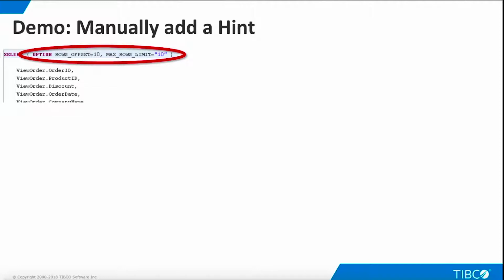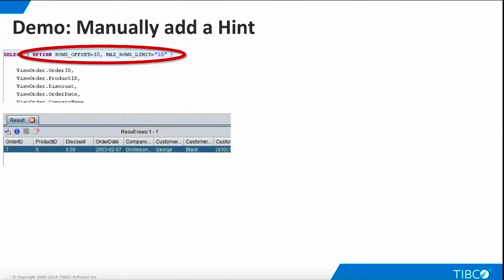We have seen two graphical methods for adding hints. The third way to add a hint, of course, is to enter it manually on the SQL tab. Let's add a second hint that specifies an offset on the result set. Rows offset equals 10 tells TDV to return data beginning with the 10th row, so rows 1 through 9 will be discarded. We retain the max rows limit value of 10 that we used earlier.